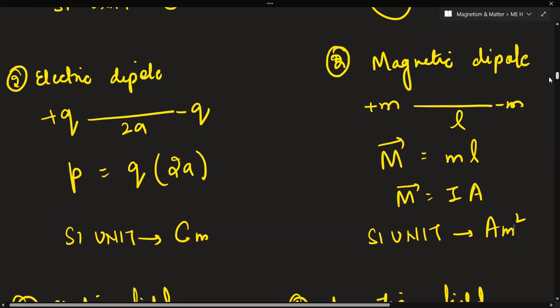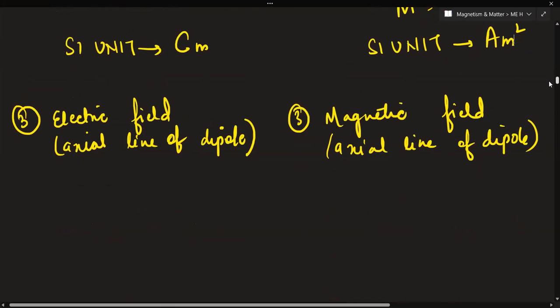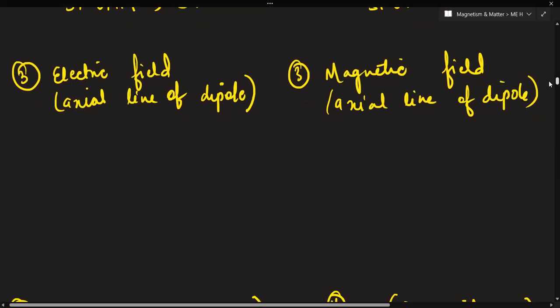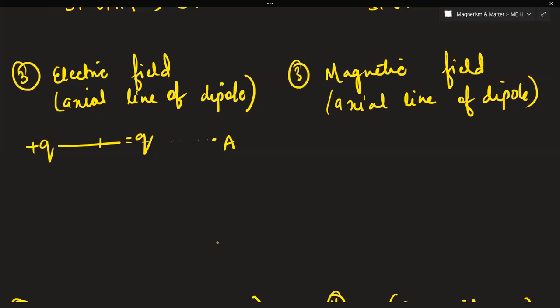Two things done, charge and dipole. Then the electric field. Electric field in case of the axial line: if this is a positive charge, this is a negative charge, at a certain point, let's say point A, this separation from the center.